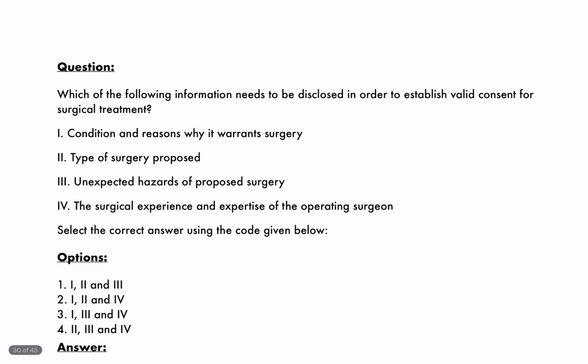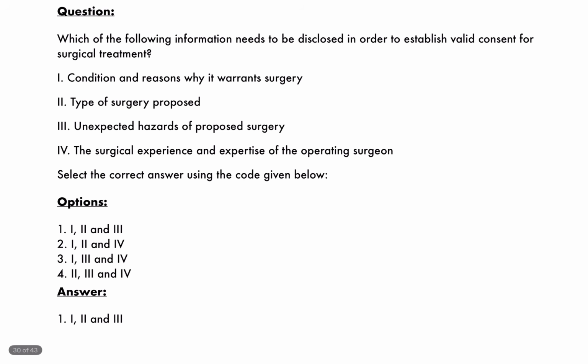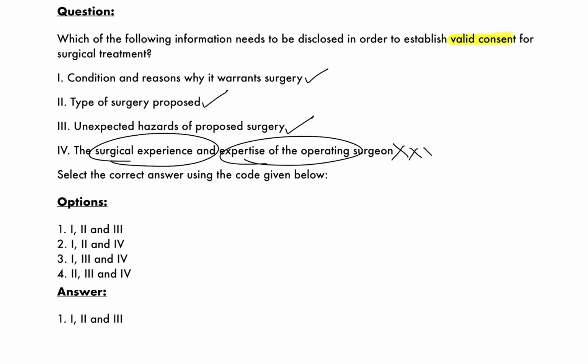Now, which of the following information needs to be disclosed in order to establish valid consent? You have to tell them about the condition and the reasons why they need surgery. Yes. You have to tell them the type of surgery and the unexpected hazards of surgery. The surgeon's experience and expertise is not important. We'll never tell them that the surgeon has 10 years or 15 years of experience. People are now advertising, but that is different. While taking consent, the consent form will not contain the name of the surgeon or the profession or the experience. So this is wrong. So 1, 2, 3 are the right answers.